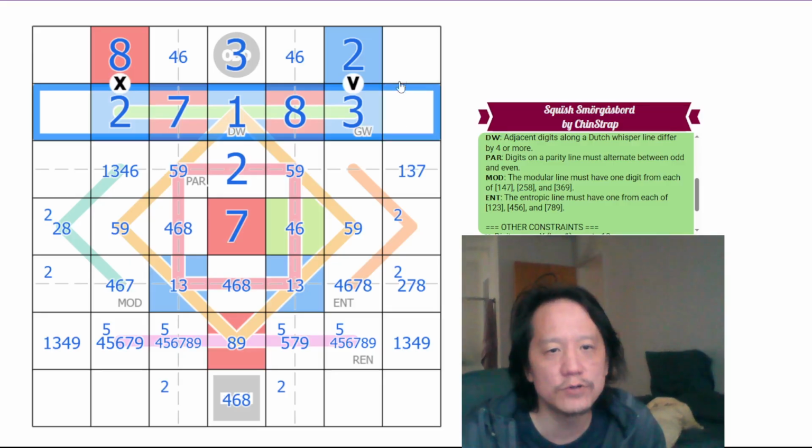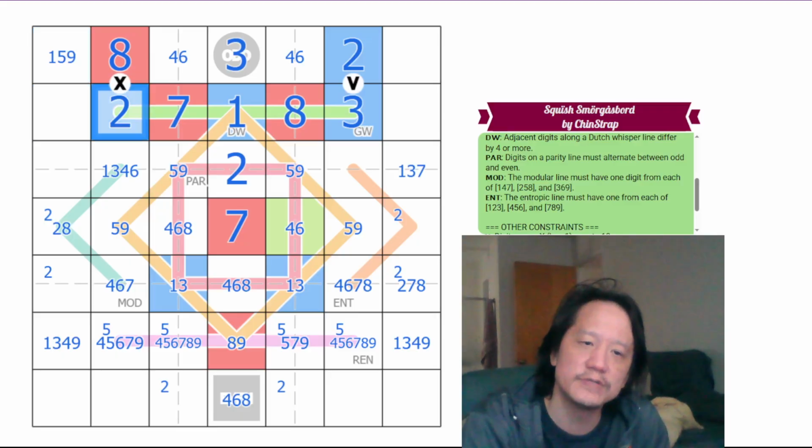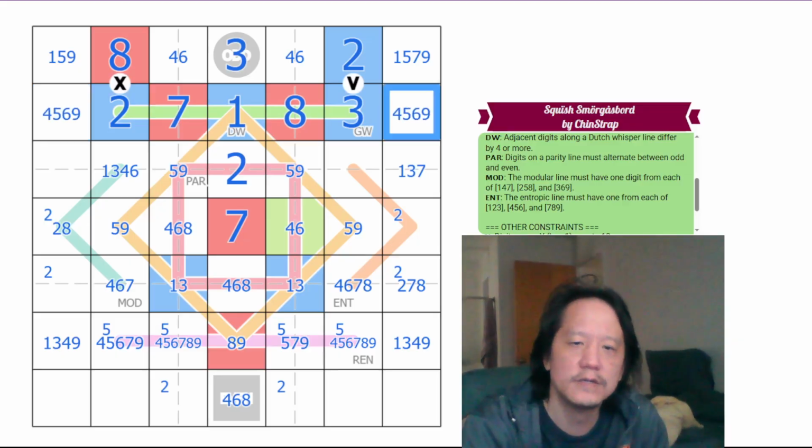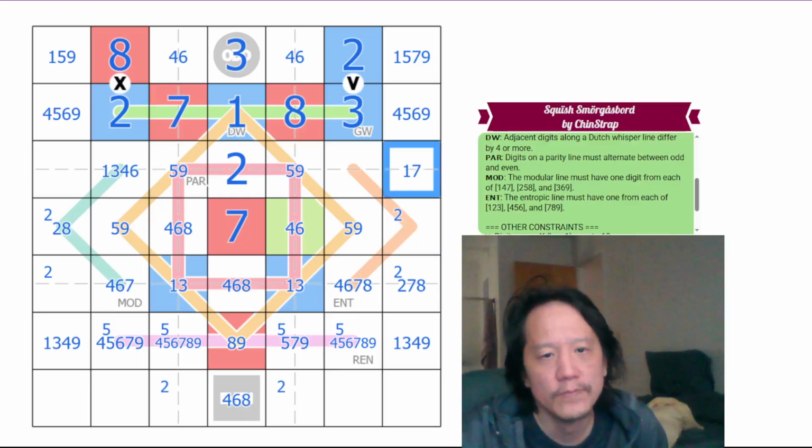Remaining digits in row 1 can be 1, 5, 7, 9, but this can't be 7 because it's 7 in the box. 1, 5, 7, 9. Remaining digits in row 2 could be 4, 5, 6, 9. This 3 eliminates 3 as a possibility there.